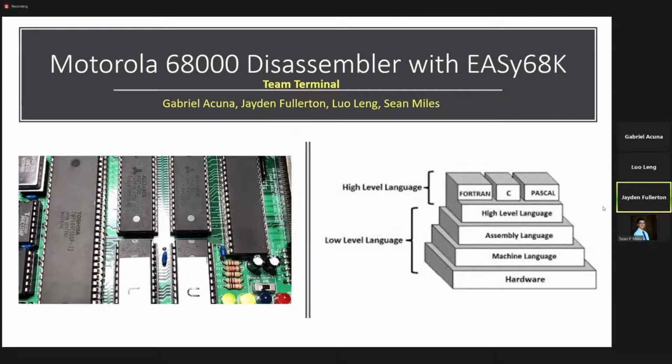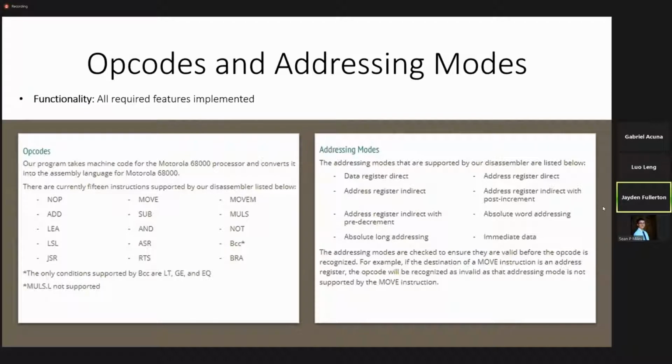So if we move to the next slide here, we were able to complete all the required opcodes, as you can see on screen. This includes the three conditions of BCC specified below, so BLT, BGE, and BEQ. Obviously, multiply sign .l is not supported because that is only on some 68K processors.